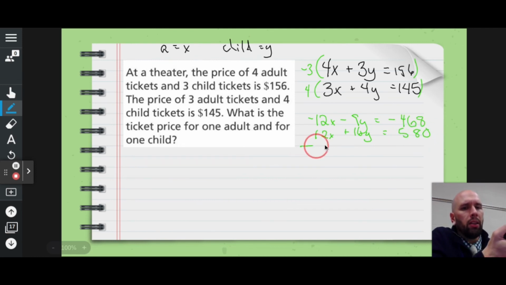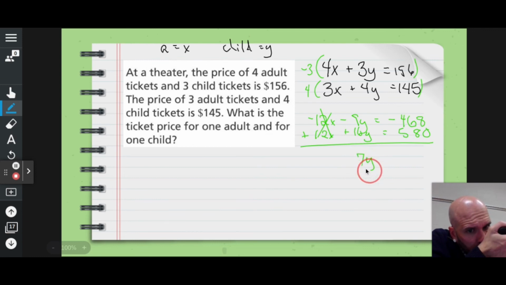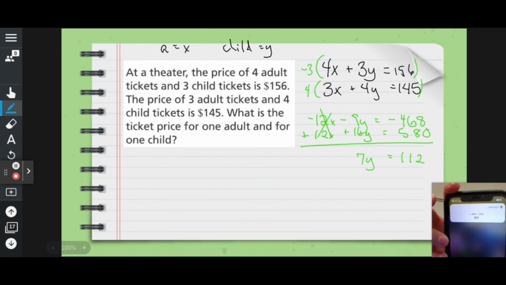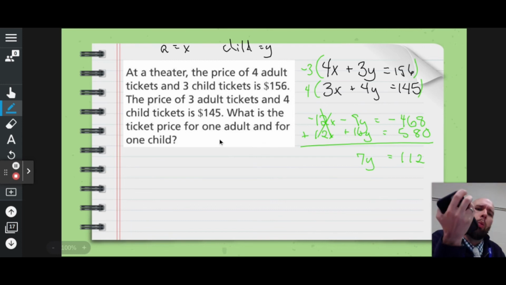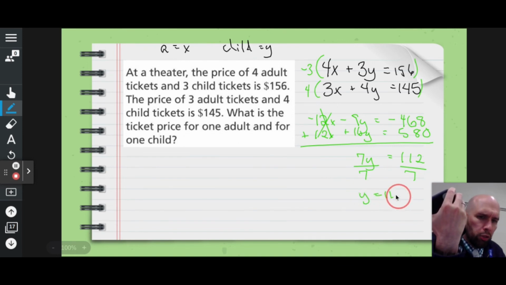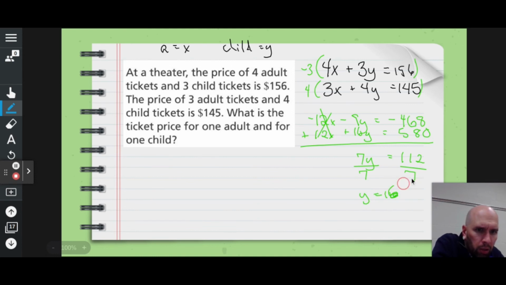All right, add these two equations. Cross x out. Negative 9 plus 16 is 7y. 580 minus 468 is 112. 112 divided by 7 is 16. So y is $16. Now I have to find x.